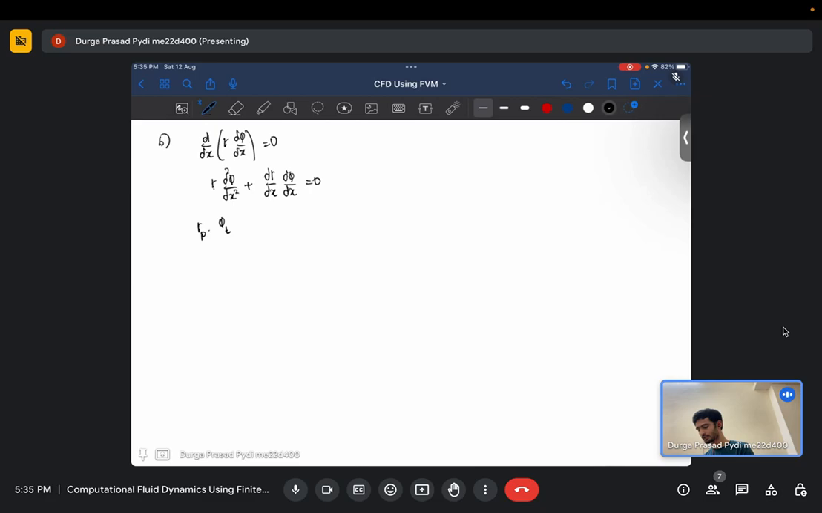If we use a central difference, (phi E minus 2 phi P plus phi W) by delta x square, plus d gamma/dx, we already know the expression for gamma, 1 plus 2x plus 3x square. So d gamma/dx is essentially 2 plus 6 times x, where x should again be taken at the node where this is discretized, so 6 times xP, into d phi/dx. We use central difference, so (phi east minus phi west) by 2 times delta x equal to 0. So our objective is to find the value of phi P.